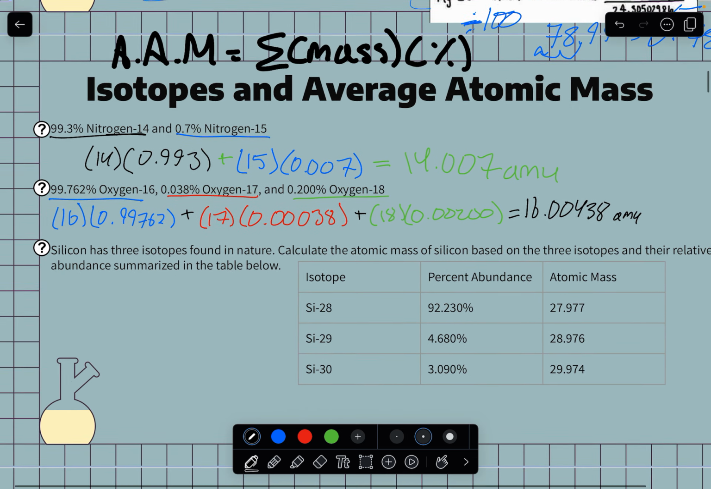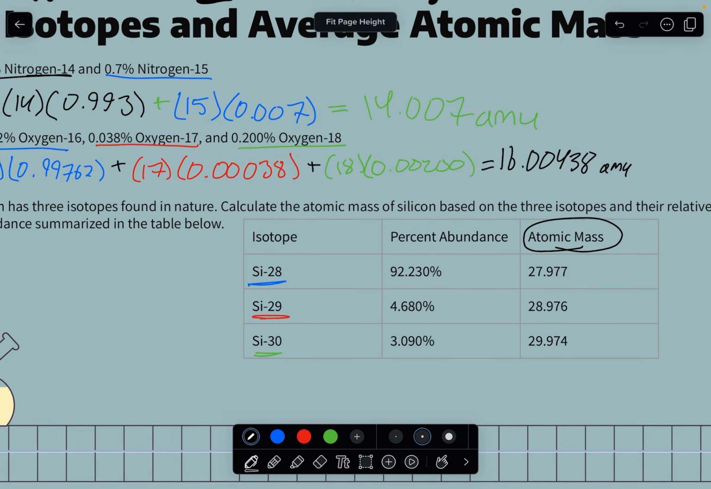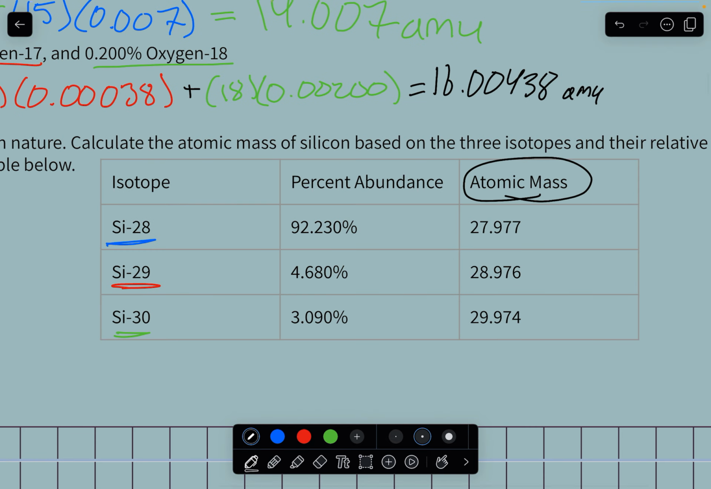Okay. For this third one, we're doing the same thing. We have three isotopes: silicon 28, silicon 29, and silicon 30. But the data here is shown in a table instead of given in a sentence. For these, when we're using the mass, they gave us on the right some more precise mass numbers with decimals, so we're going to use those mass numbers instead. We're going to change our percentages to decimals, right?